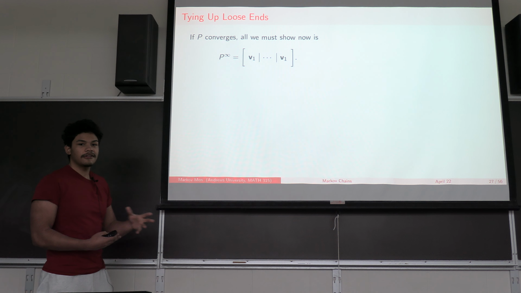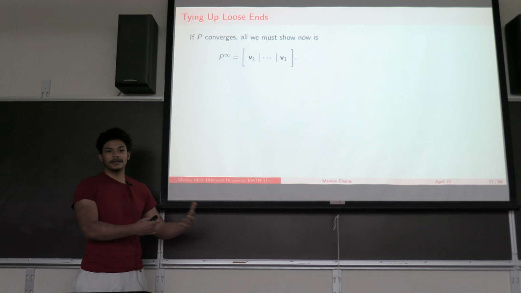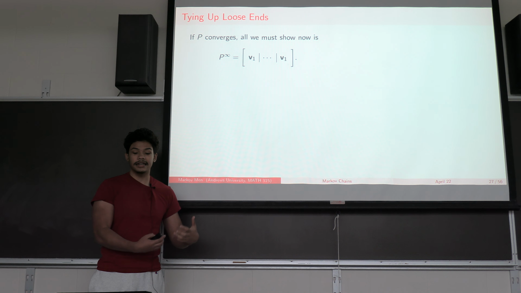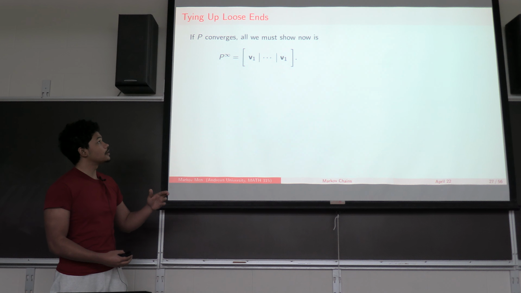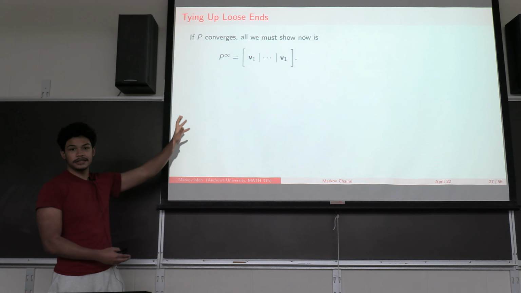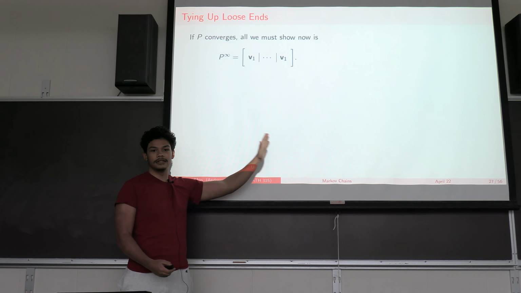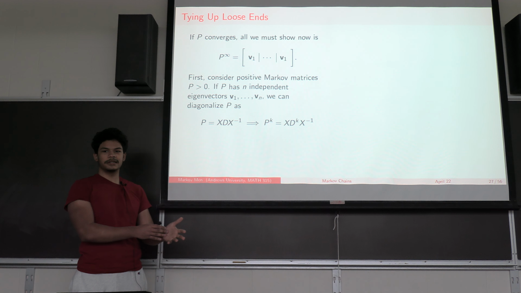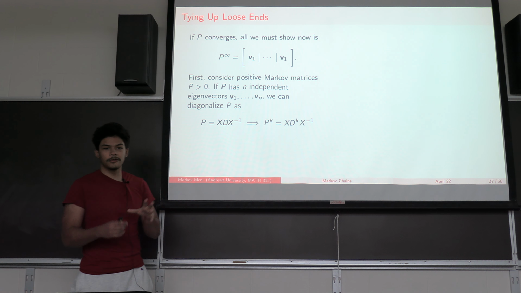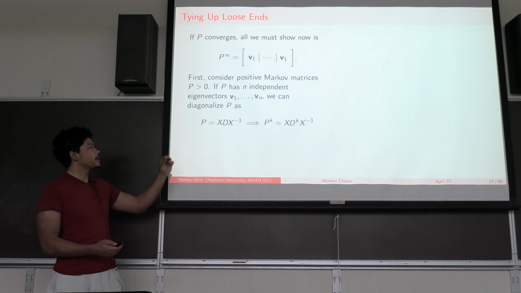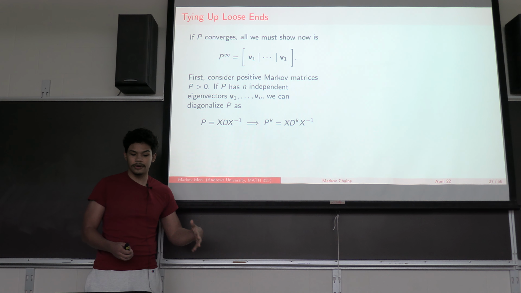So now we have that v1 is an eigenvector of lambda 1 equals 1, but let's give support to the fact that we define it as our steady state distribution. That is, let's show that if one of these matrices P converges, it converges to the matrix with v1 for all the columns. So we're going to consider two cases. First, let's start with positive matrices. We're really only going to focus on the first case, and the second follows similarly, where we look at the case that P has n independent eigenvectors, v1 through vn.